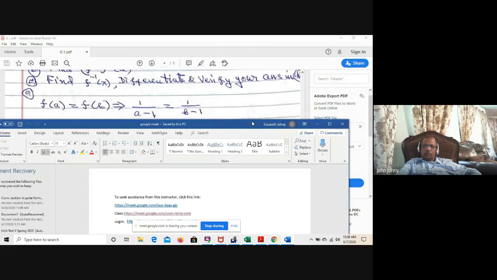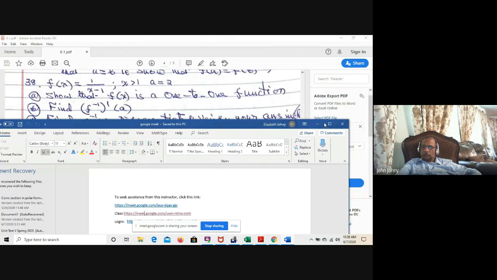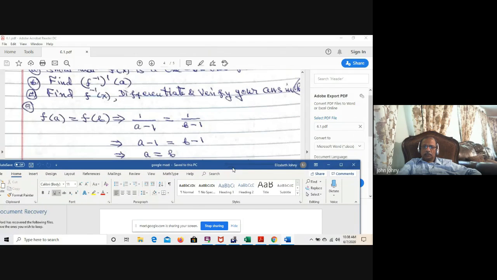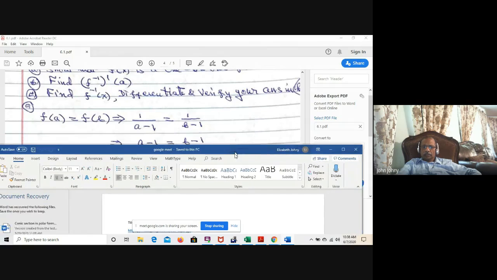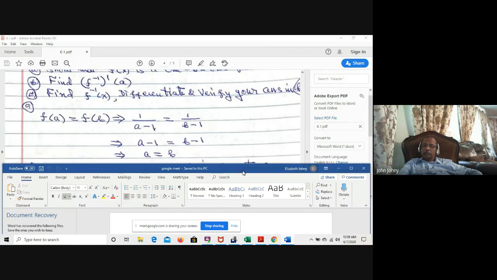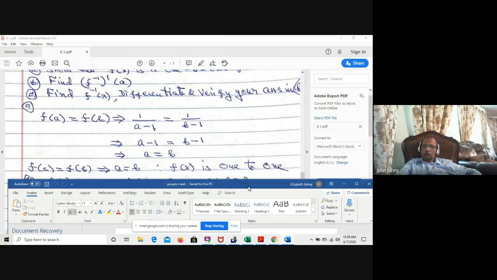f(a) equals f(b) implies, see, f(x) is 1 over x minus 1. So f(a) is 1 over a minus 1, which is equal to 1 over b minus 1. That is, a minus 1 is equal to b minus 1. Either cross multiply or find the reciprocals. Now you add a 1 on each side, and a is equal to b. So f(a) equals f(b) implies a equals b. Therefore, f(x) is one-to-one. That is the first part of the question.